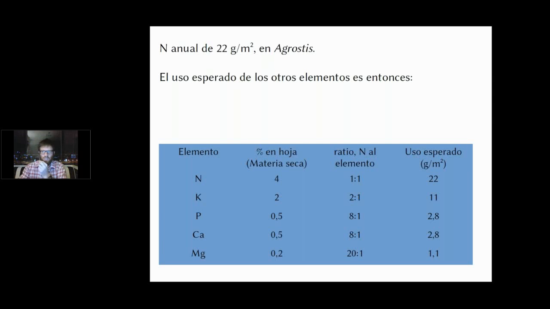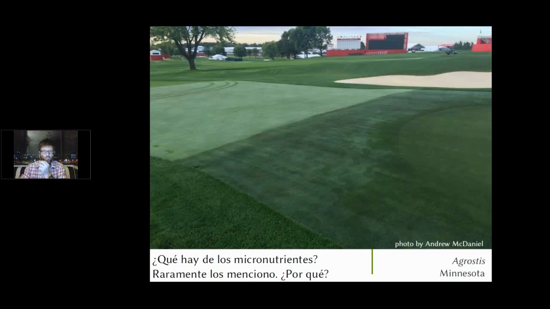So whether we know exactly how much we apply, or whether we just want to calculate it for a place, we're able to get some kind of number to estimate how much healthy grass is going to use at that location. Now, you may notice that I haven't talked about micronutrients at all. I've only been talking about nitrogen, potassium, phosphorus, calcium, and so on. Why am I not talking about micronutrients?